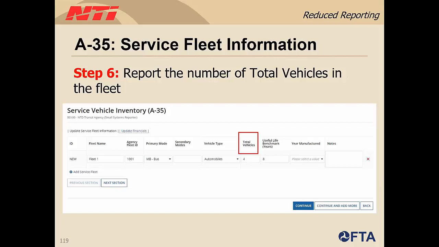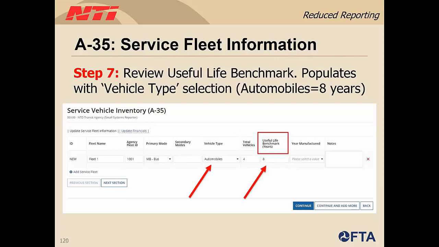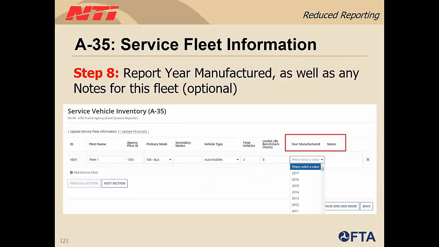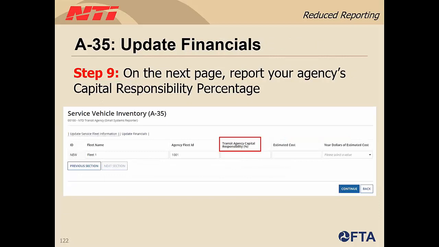Next, you will enter the number of total vehicles in the fleet. The useful life benchmark field will populate when you select the vehicle type. You may choose to enter your own figure in the useful life benchmark field. Now, report the year that the fleet was manufactured and any notes as needed. Click Next Section to go to the next page. This is where you will report your agency's capital responsibility percentage for the fleet.